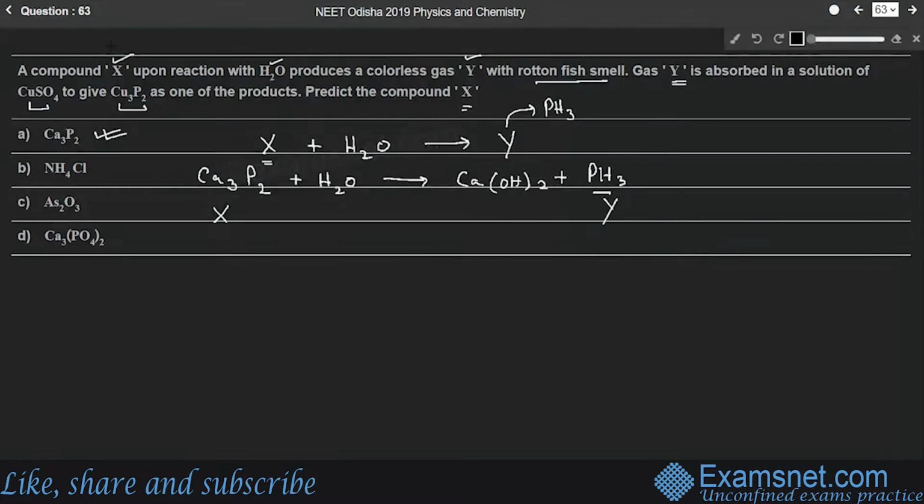Now we can complete this reaction. It is given that gas Y, that is phosphine, is absorbed in a solution of copper sulfate to give copper phosphide. So let's write down the reaction for that also. Copper sulfate plus phosphine is absorbed in it. So it will give Cu3P2, that is copper phosphide, plus sulfuric acid. So I hope you understood this.